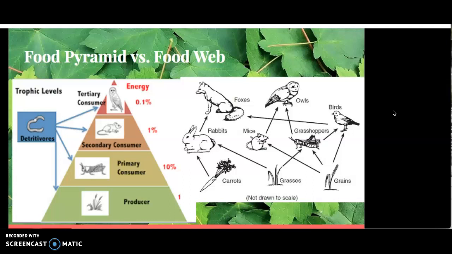So it's important for us to also analyze the food web, because some organisms play roles in different places. They're not just a primary consumer or just a secondary consumer. They may be both, or they may play a medium role, okay?